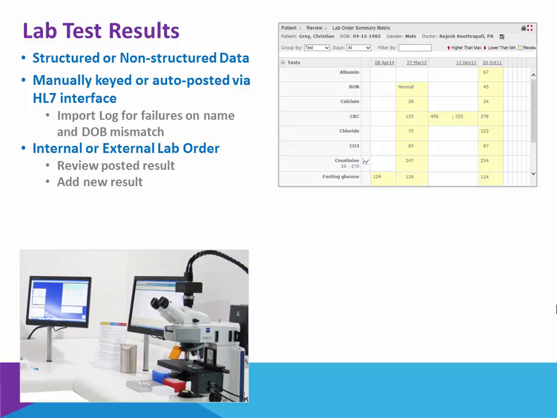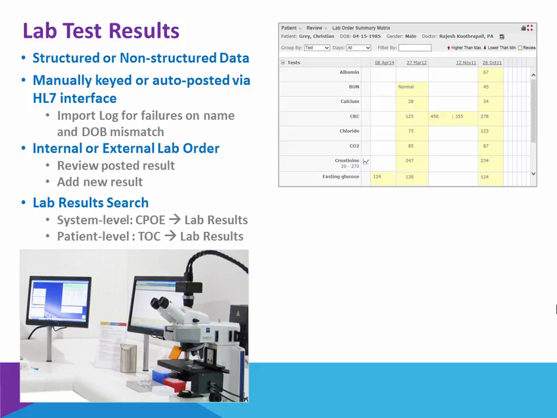There are those that can be posted against internal orders that have actually been ordered through Prognosis, or you can actually add a new result, perhaps in the case of an external doctor referring a patient to you, and the patient comes with labs that were already ordered externally, and you just want to review them with the patient and document your chart accordingly. You didn't do the order, but you can attach the result.